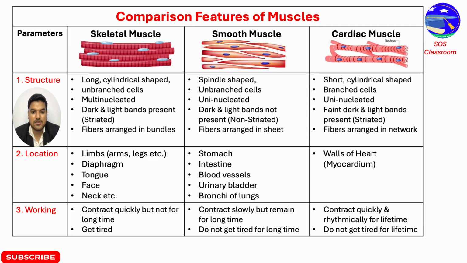In the cardiac muscles, contraction is quick and rhythmic. This rhythmic contraction is present in the cardiac muscles for a lifetime, and they do not get tired for a lifetime. So the cardiac muscles do not tire and function with a rhythmic beating. So these are the comparison features of the different types of muscles: skeletal muscles, smooth muscles, and cardiac muscles.